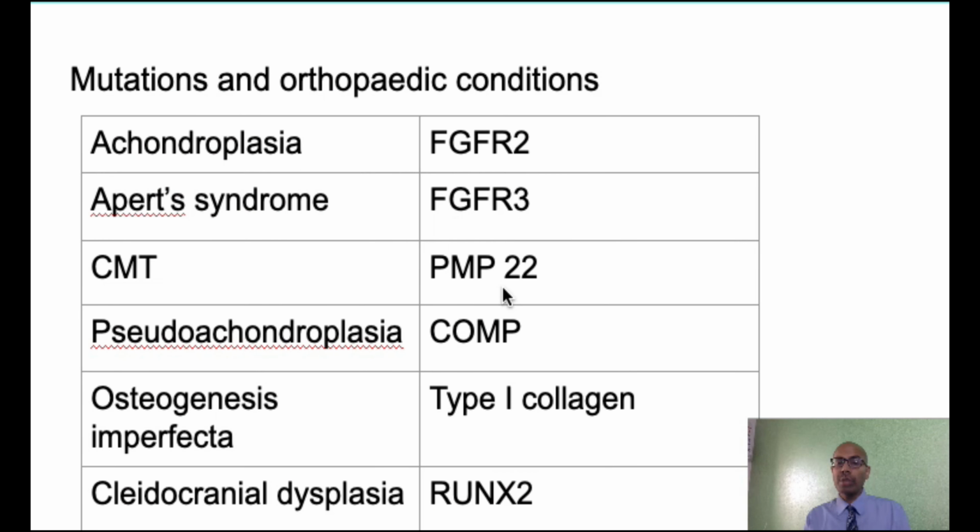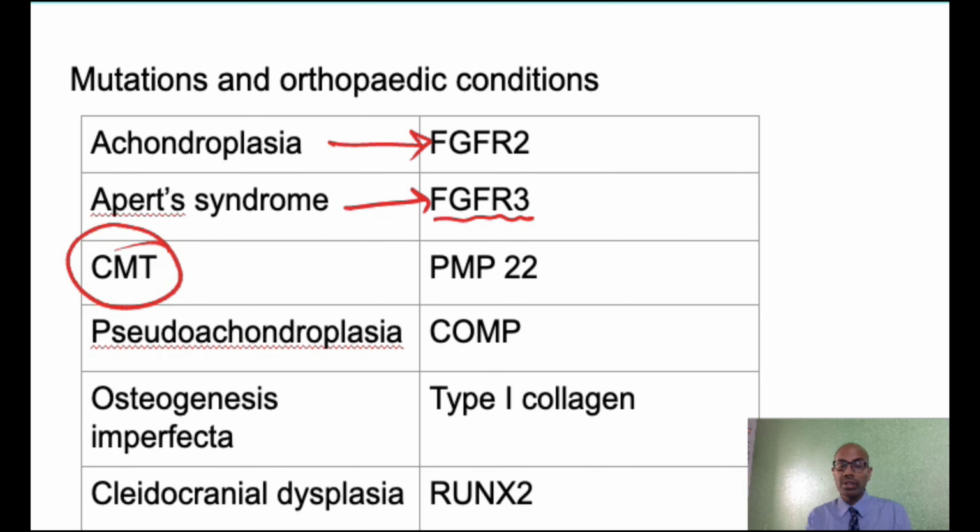Now let's go to a few orthopedic conditions where mutations are associated, which you should remember. Of course, you would learn these in pathology and other subjects, but this is not an exhaustive list. You must remember these few conditions for your exam purposes. So achondroplasia, all of you know, is the most common form of dwarfism, which has a mutation of FGFR3. Apert syndrome is a syndactyly of the fingers with craniofacial abnormalities and mental abnormalities. Apert syndrome has an FGFR2 mutation.